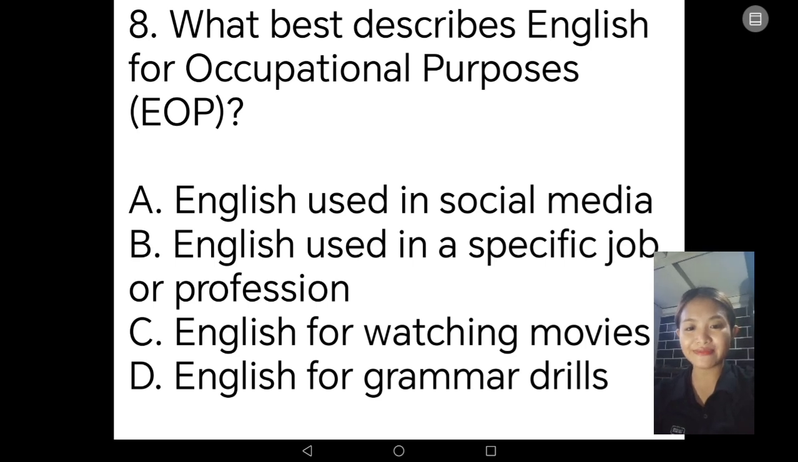Number 8. What best describes English for occupational purposes, or EOP? A. English used in social media. B. English used in a specific job or profession. C. English for watching movies. D. English for grammar drills.